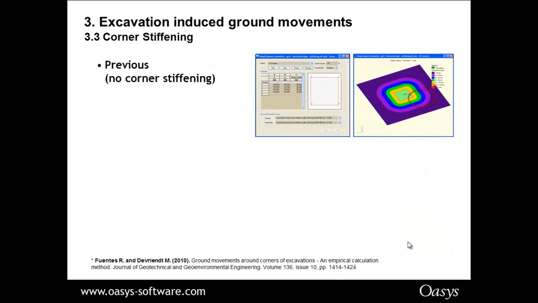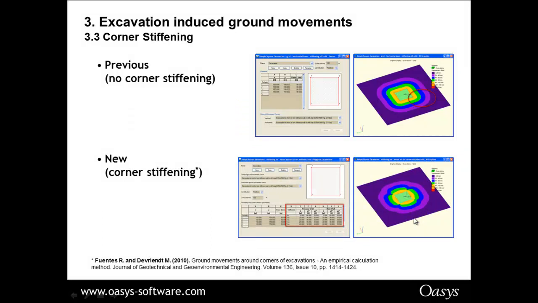Another thing that's considered now is corner stiffening. Initially, what Xdisp did was it took this excavation and just radiated the surface settlement around the excavation. As you can see, this is just going directly around the corners. But that's not actually realistic. What happens is the corners actually stiffen the settlement profile, and you'll actually have a lower settlement around here. So Fuentes and Devriendt published a paper which showed by how much there would be a factor of stiffening and how to calculate this, and that's what's been incorporated into Xdisp.